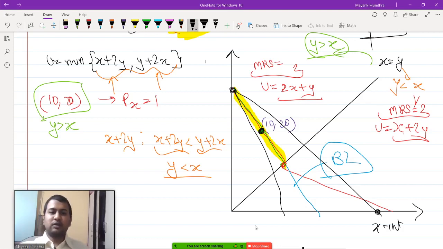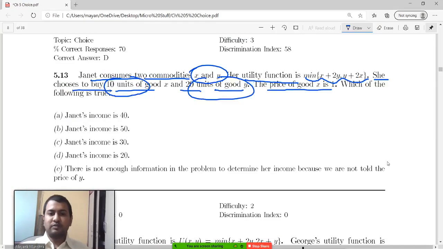Okay, so I know that in this part the MRS is 2, which implies that the slope is equal to minus 2. So minus 2 must also be the slope of the budget line. So the slope of the budget line is minus 2. So which of the following is true? So Px is 1. So minus Px upon Py should be equal to minus 2, and Px is 1, which implies that Py should be equal to half.